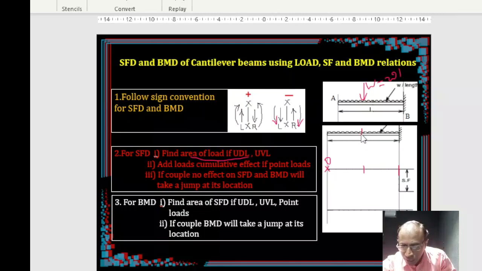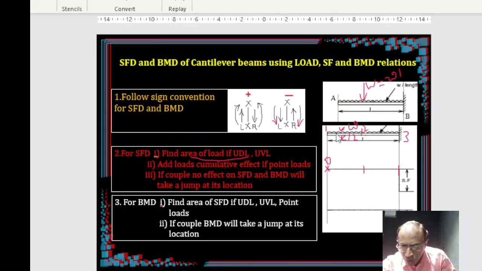So what is the ordinate here? If you want to get the ordinate here, you find the area. Let's say this is our point number 1, this is our point number 2, this is our point number 3. If you want the shear force at location 2, you find the area of this loading diagram up to point 2, from here to here. Area means simply multiplying the load with the distance over which it is acting. The distance is L by 2, so the ordinate is W times L by 2.